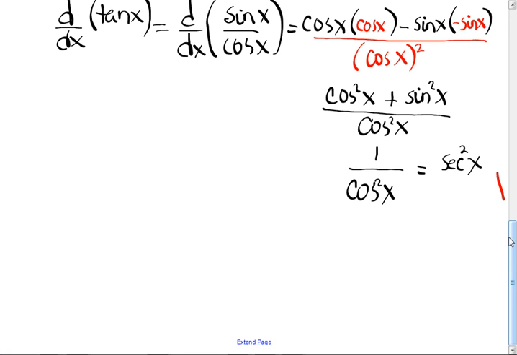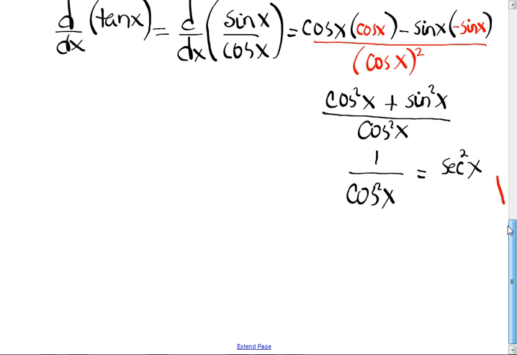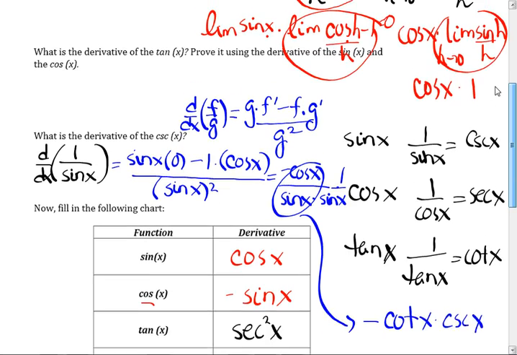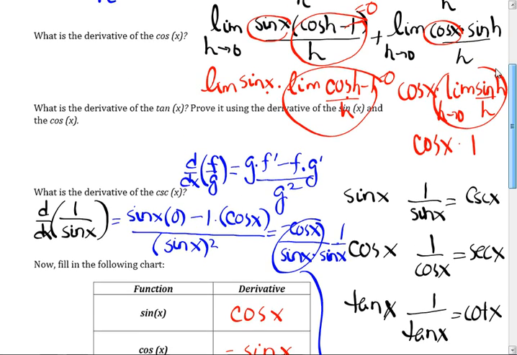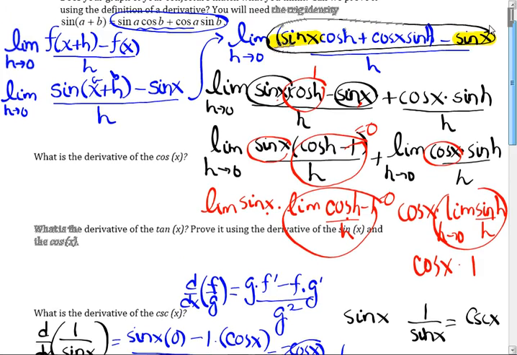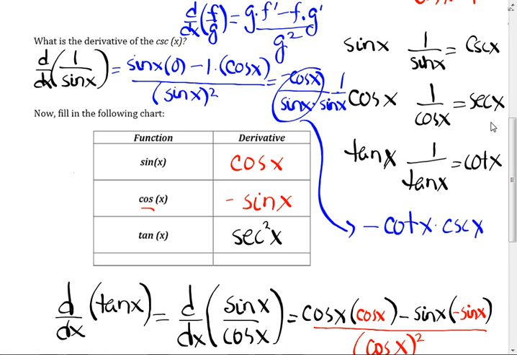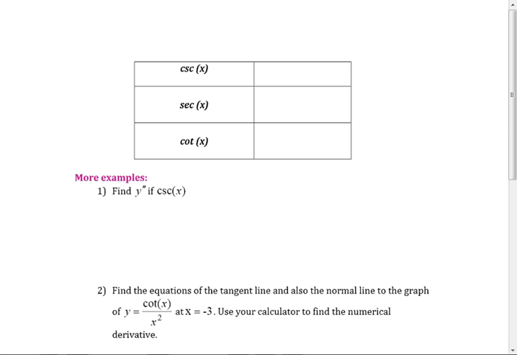Now, we did cosecant, so let's go ahead and fill that in. Cosecant was up here someplace. Where was cosecant? Right here. Okay, so it's negative cotangent. So I'd like to write it this way. It's negative cosecant of x, cotangent of x. Remember, all the cofunctions are going to be negative.